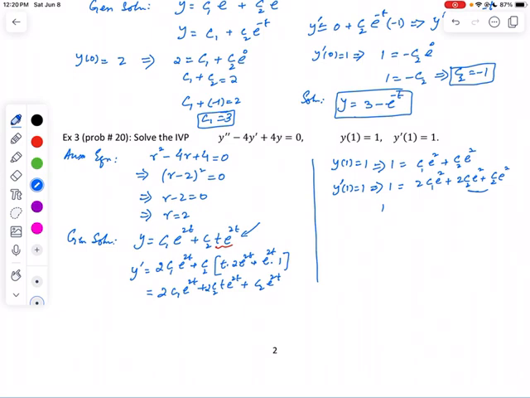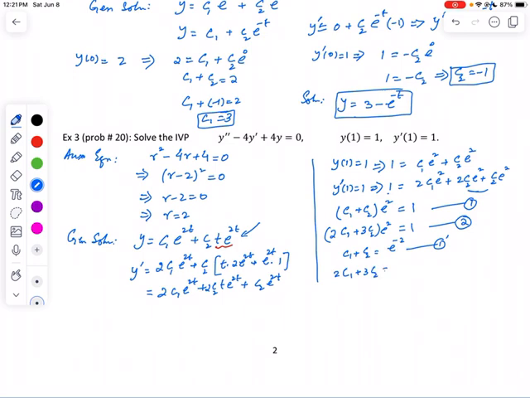So I have one equation. Let's write it that way. The first equation is c1 plus c2, and I can factor out the e to the 2 here, is equal to 1. That is one equation. And the second equation is 2c1 plus 3c2, and then we have e to the 2, and this is also equal to 1. So basically, I can move the e to the 2 to the other side. So I get c1 plus c2 is equal to e to the negative 2. Let's call this 1 prime, because I'm getting it from the first equation, but it's a little bit changed. And this one is 2c1 plus 3c2 equals e to the negative 2.